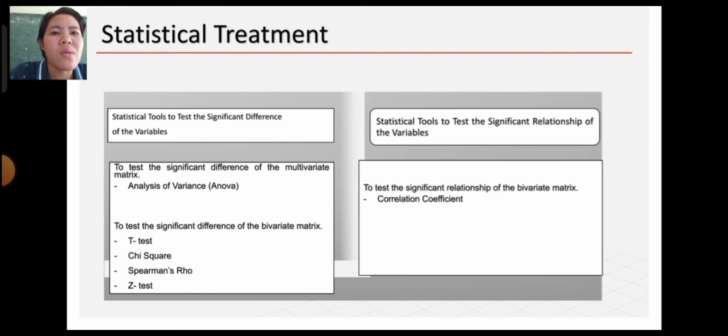Okay, statistical tools to test the significant difference of the variables. Okay, to test the significant difference of the multivariate matrix, we have analysis of variance or ANOVA. Okay, to test the significant difference of the bivariate matrix, we use t-test, chi-square, Spearman's rho, and z-test. Okay, statistical tools to test the significant relationship of the variables. Okay, we use the correlation coefficient.